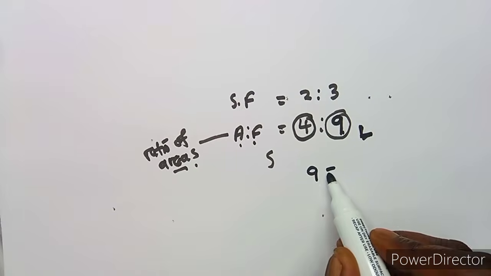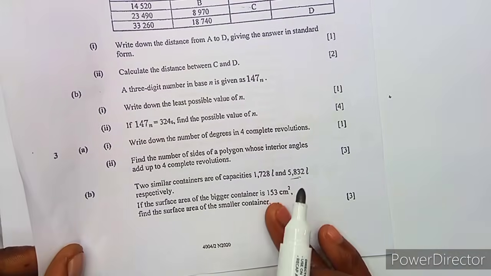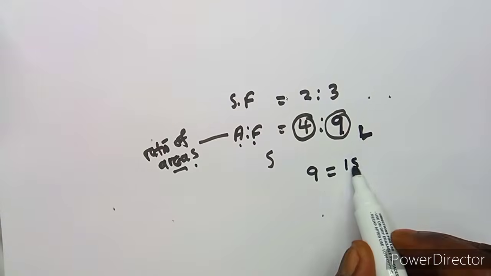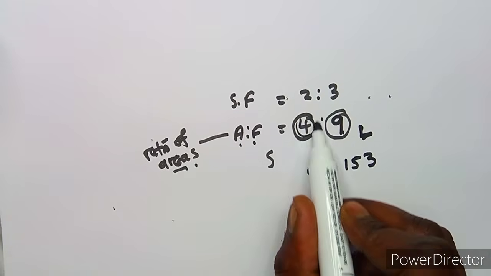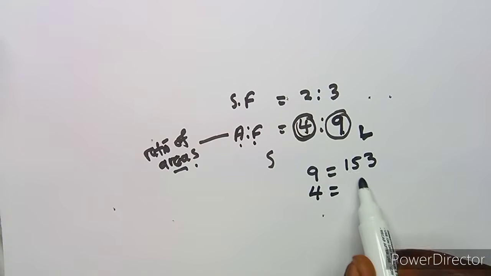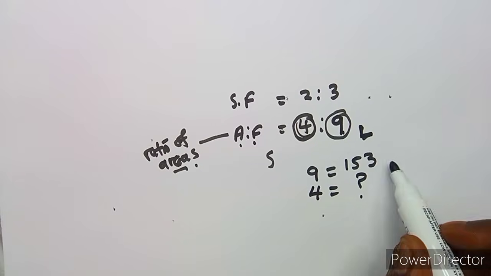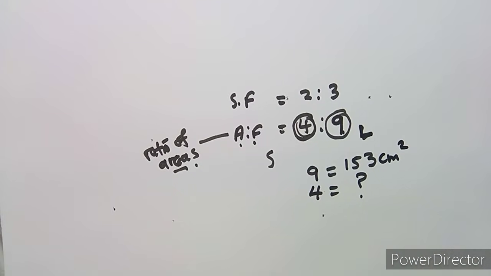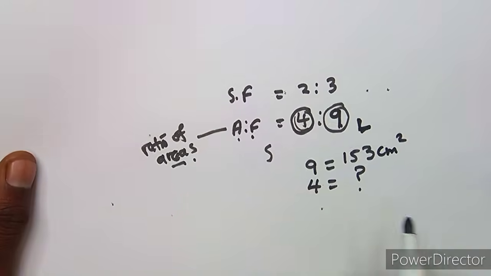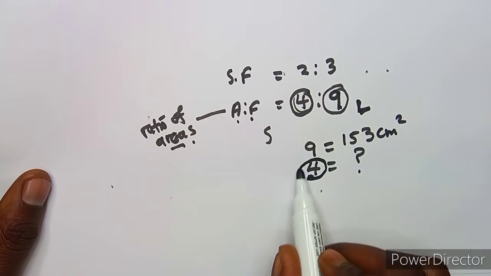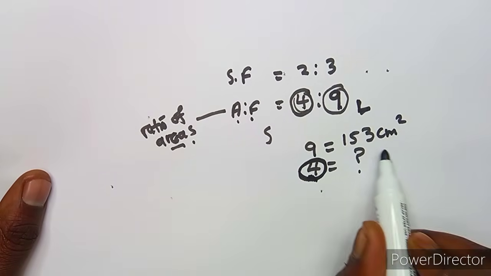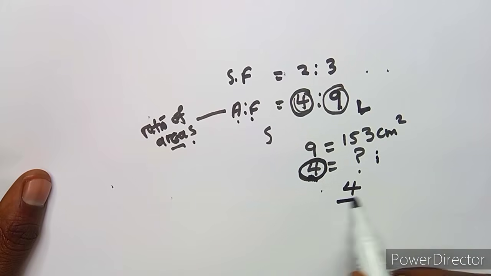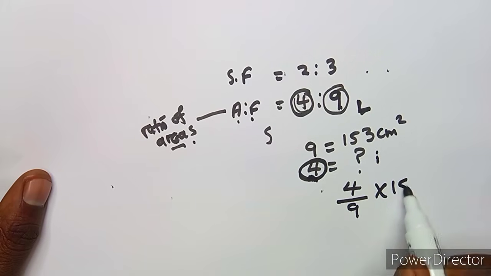It is the one that corresponds with the larger container, which is the bigger number here, which is 9. So 9 corresponds with what? With this area of 153. So what about 4, which is the smaller one? What is it going to correspond to in terms of area? You do not know. Whether that is less or more does not matter. Whatever you want, this ratio of 4 in terms of its actual area is 4/9 times 153.